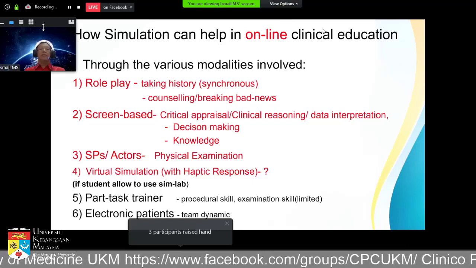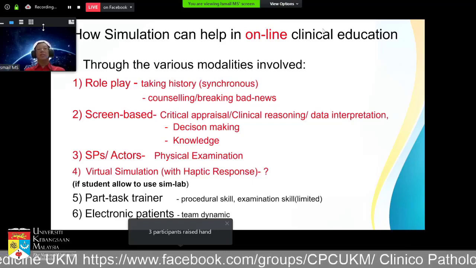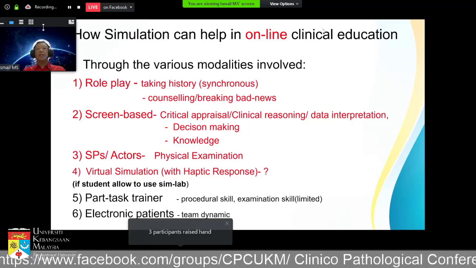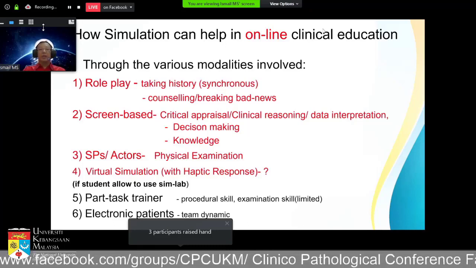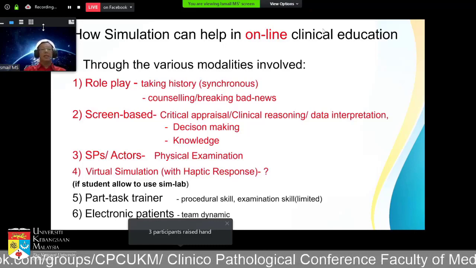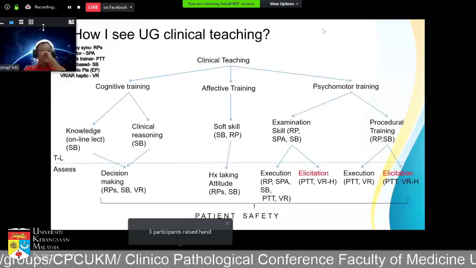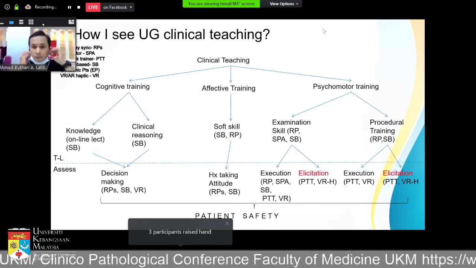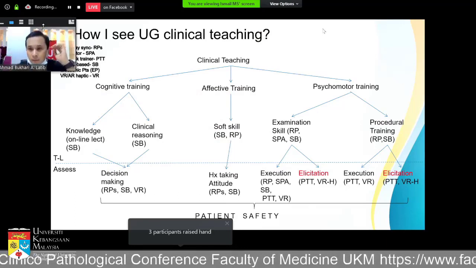Well, I will share after this. And virtual simulations, especially with haptic response, come in very handy. But there's a question mark there, I'm going to explain why, because we are not there yet. And if the students are allowed to use a sim lab, I think the other things can be used. Okay, this is how I see undergraduate clinical teaching can be assisted by simulations.